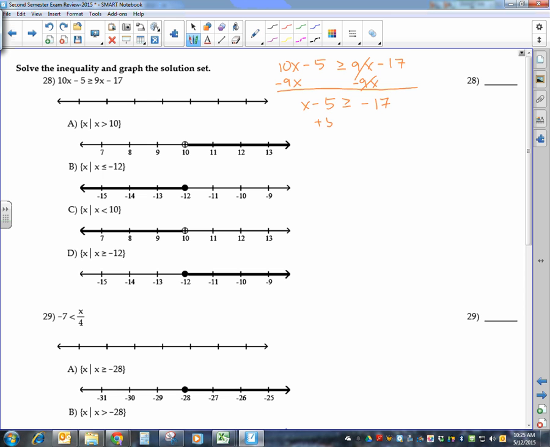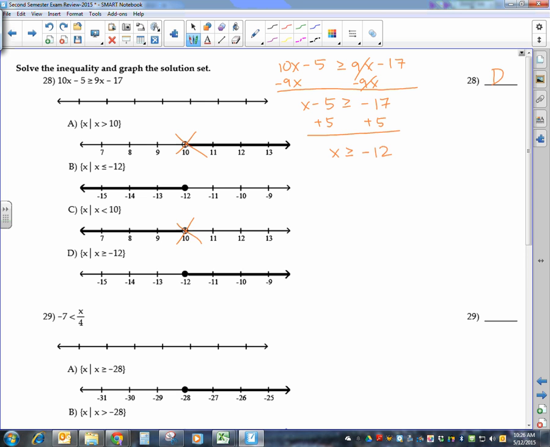I'm adding 5 to both sides to bring it over, and that gives me x is greater than or equal to negative 12. So that knocks out that one and that one. And remember, if the variable's on the left side, the arrow points the way you shade. So our answer for 28 is going to be D.